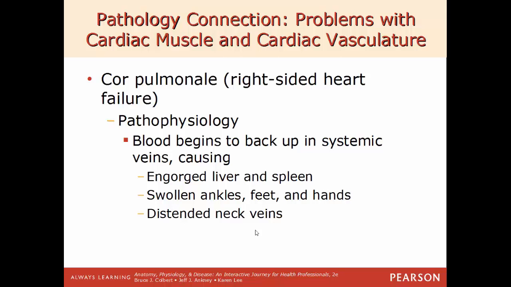Because the cardiovascular system is one continuous system. If blood isn't going forward, it has to go somewhere. So that means it's going to go backwards. So that means it could cause swelling in the lungs or in other organs such as the liver and the spleen, or in the feet and ankles and so on. So the blood has to go somewhere.